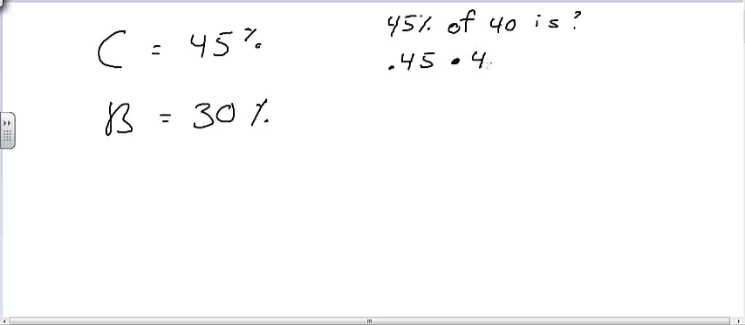Of translates to multiplication. I'm saying what is 45% of 40, meaning what is 0.45 times 40. That's going to be 18. Doing the same thing for my B grades, 30% of 40 translates to 0.3 or 0.30, either one, times 40 students.